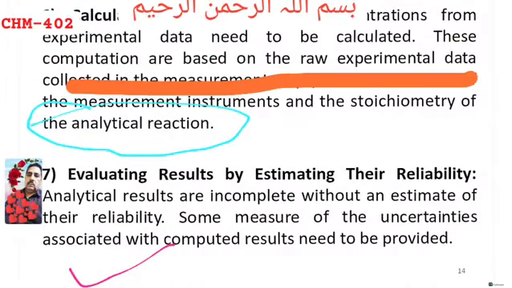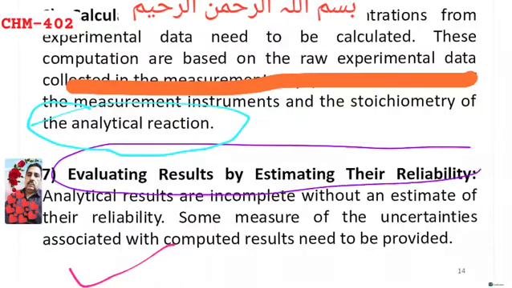Next is evaluating the result by estimating reliability. Analytical results are incomplete without an estimate of their reliability. Some measure of the uncertainty associated with the computed result needs to be provided.